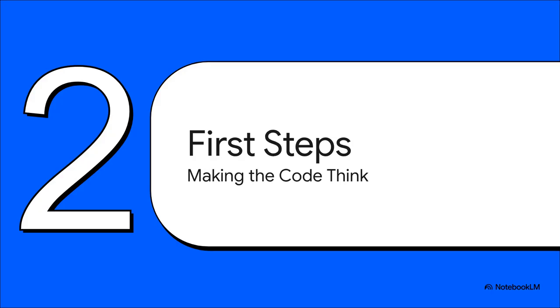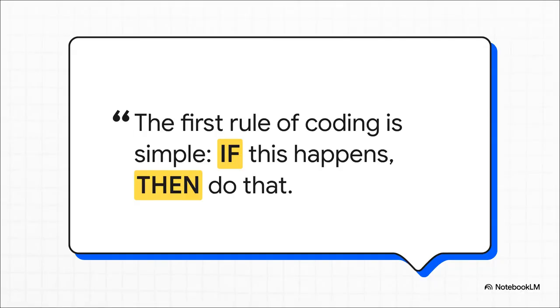Okay, we've got our tool. Now it's time to learn the first magic spell of coding. And that's teaching our tool how to make a decision all by itself. This is the moment a simple device starts to feel, well, smart. This right here is the secret. It's the core logic behind almost every program ever made.